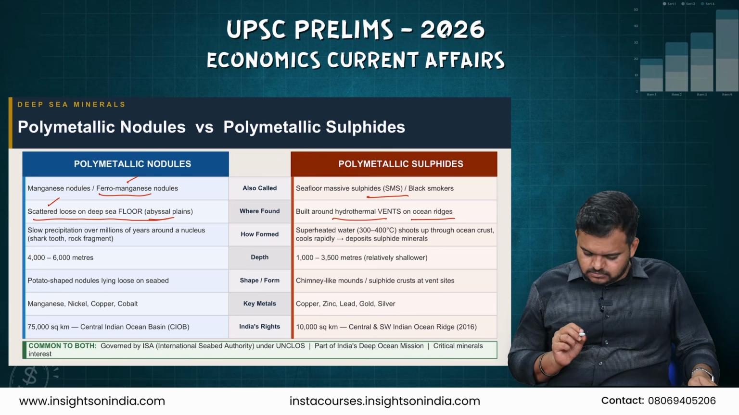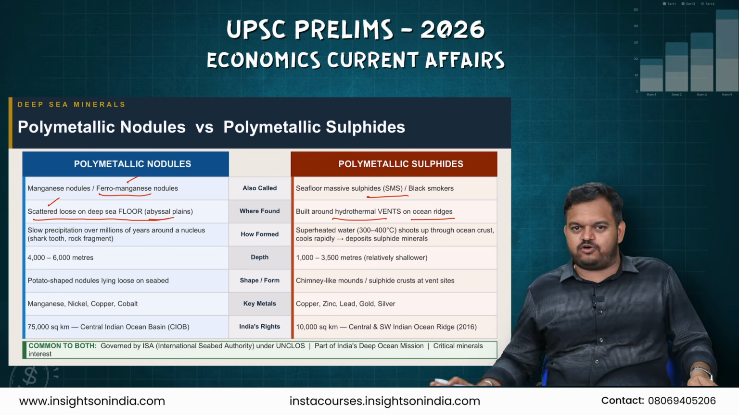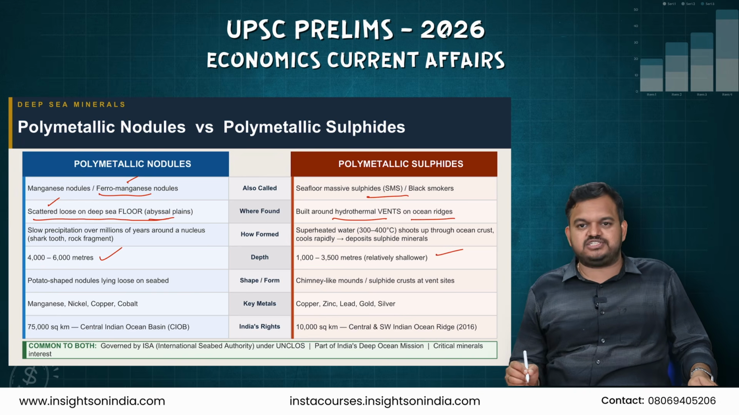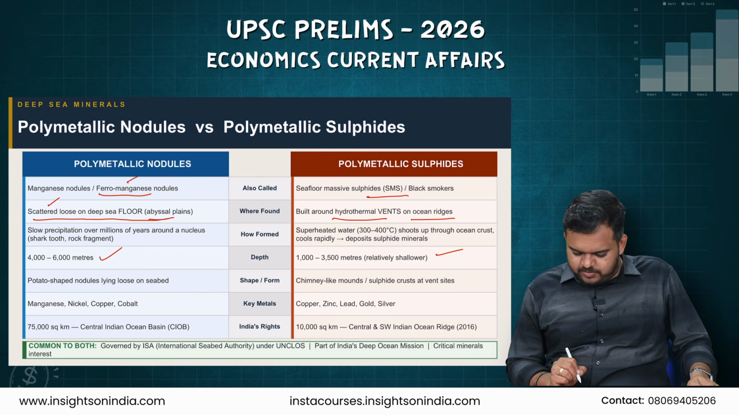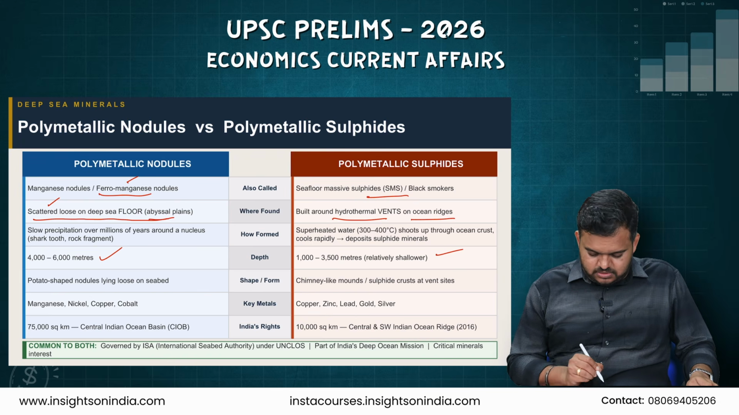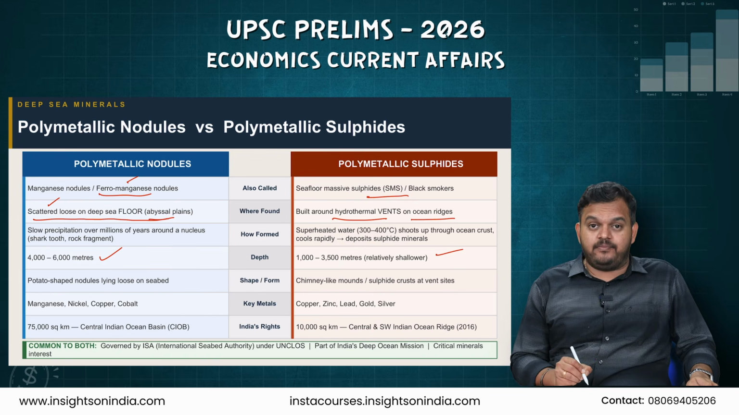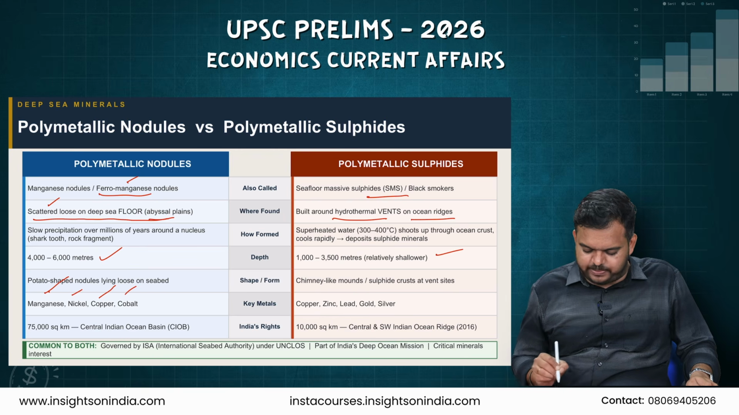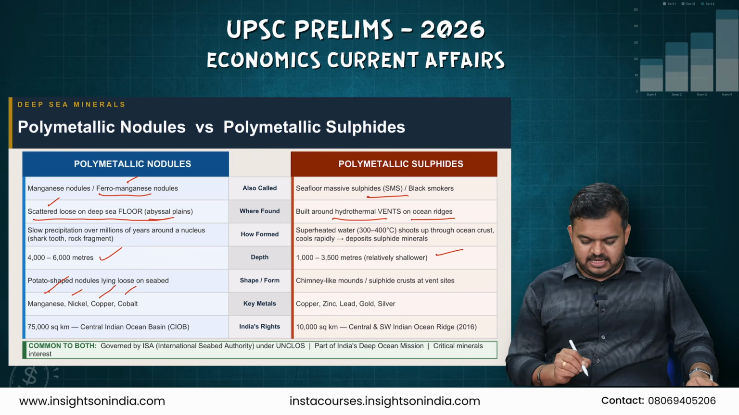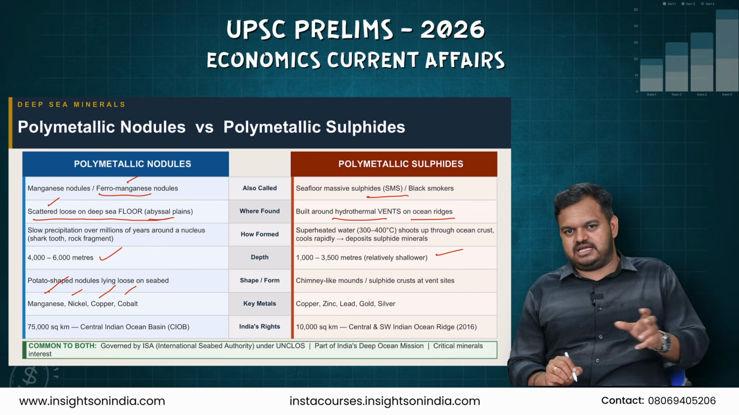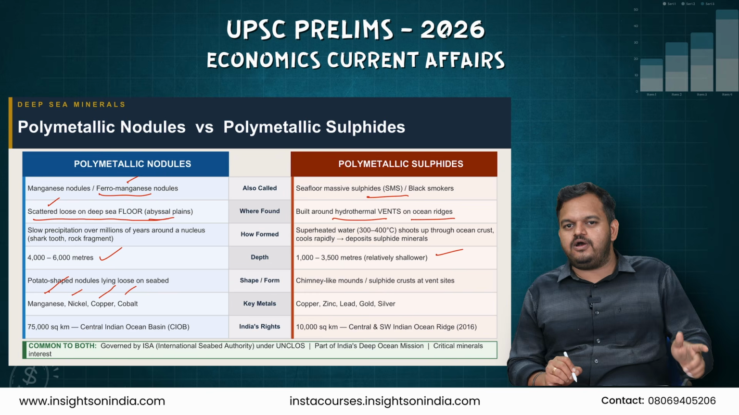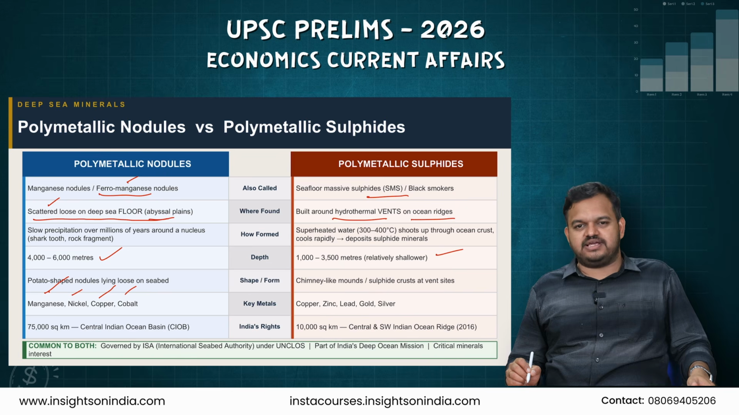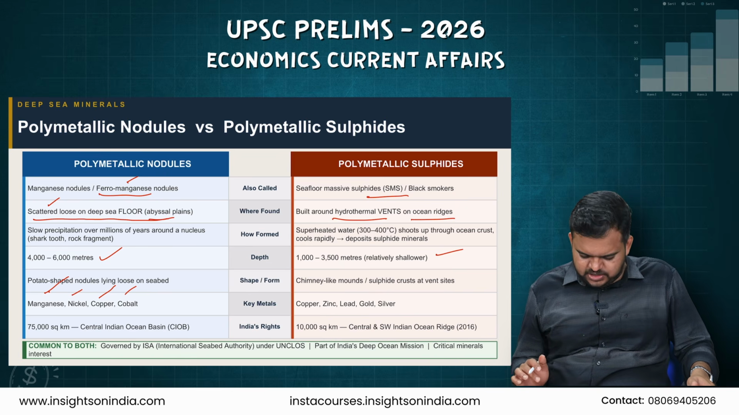Got it? And then polymetallic nodules, since they are found on the ocean floor, they are found only at greater depths. But these are in shallow water. Apart from that, there is nothing much. You can also know the metals available in polymetallic nodules: manganese, nickel, copper, cobalt. Copper is common for both. In the polymetallic nodules, we don't see a major portion of silver or gold, but in polymetallic sulphides, we have silver, gold, followed by copper and zinc and iron. That much you can know.